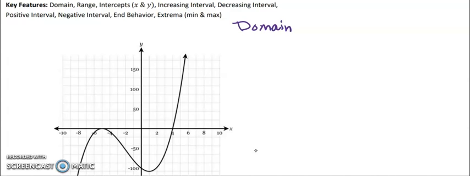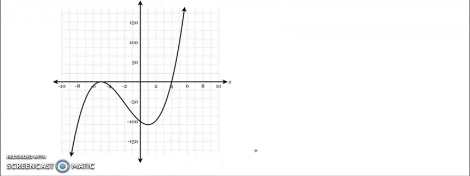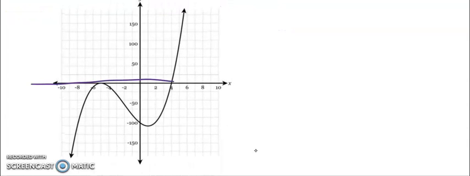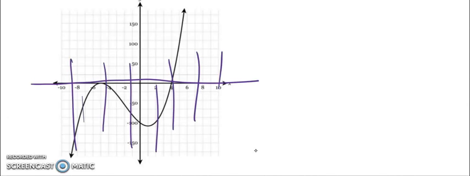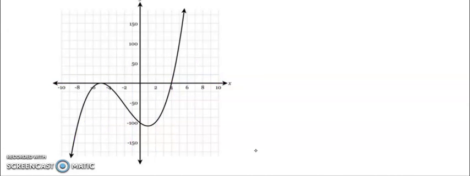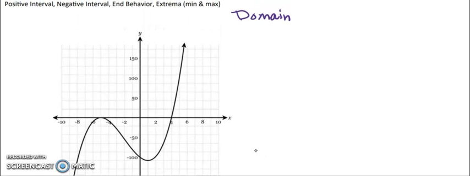Now domain, we're going to look at the x-axis and see if on this graph we are using all of the x's. And we are. If you look down, you see all the x's, and as it moves up and down, it would use the rest of them. Okay? So in this case, this polynomial has a domain of all real numbers. So we would say negative infinity to infinity. And we're going to use interval notation instead of less than or greater than.